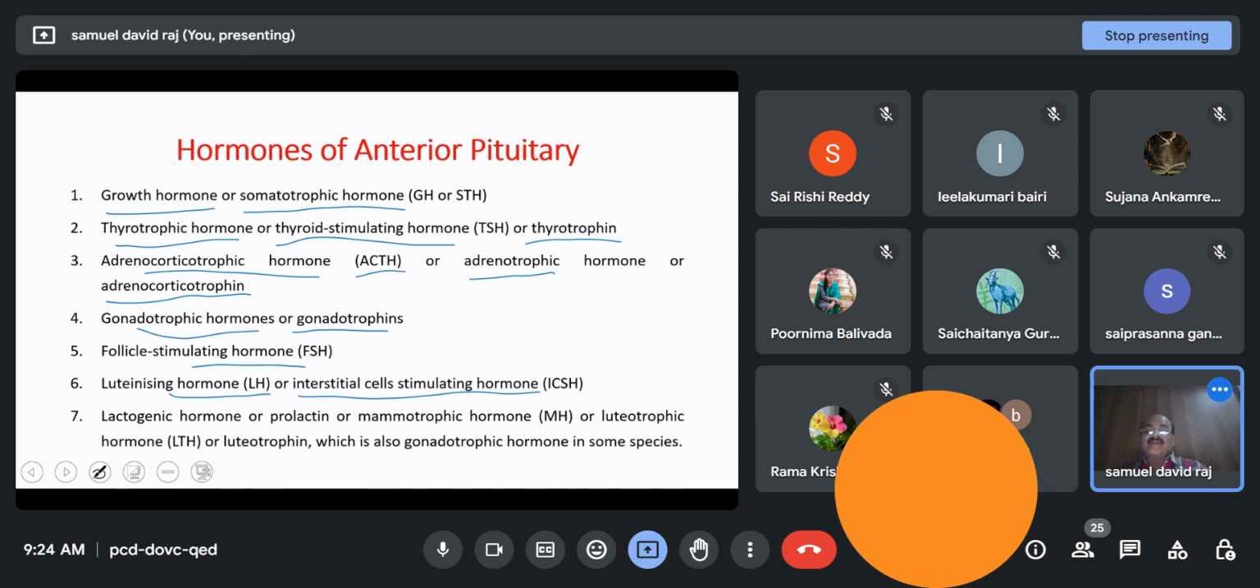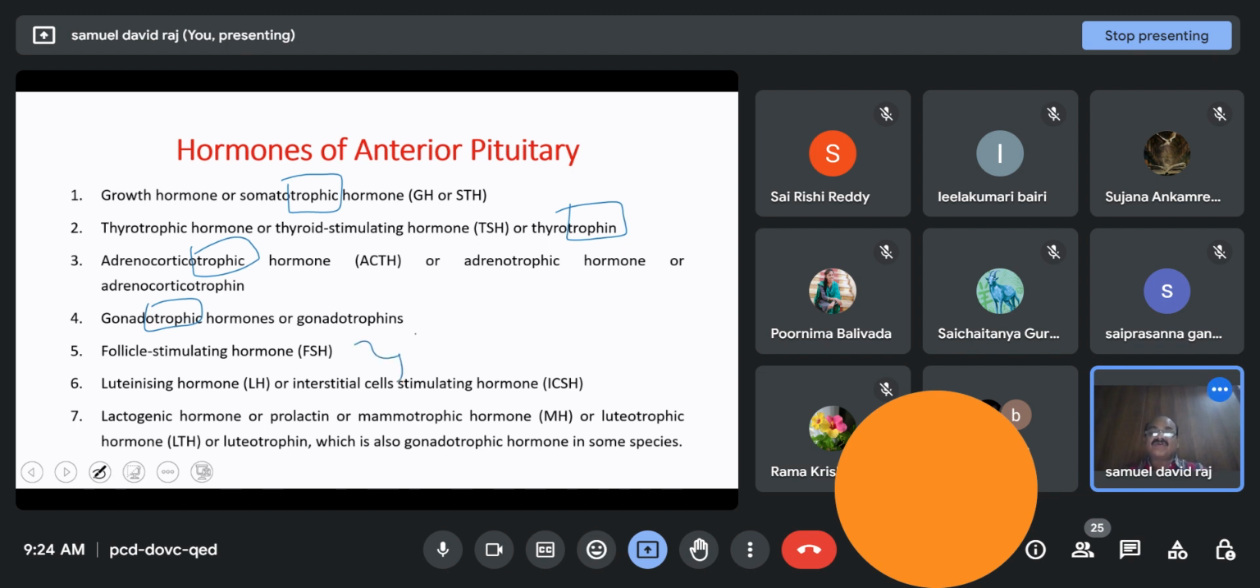And finally, lactogenic hormone. It has different names: lactogenic, prolactin, mammotrophic hormone, or luteotrophic hormone, or simply luteotrophin. In some species, this is included under the gonadotrophic hormone category. When you see all these hormones, there is one term that is common. What is it? The term trophic. These two are gonadotrophic hormones. See here also there is the trophic term. This is called luteotrophic or lactotrophic hormone.